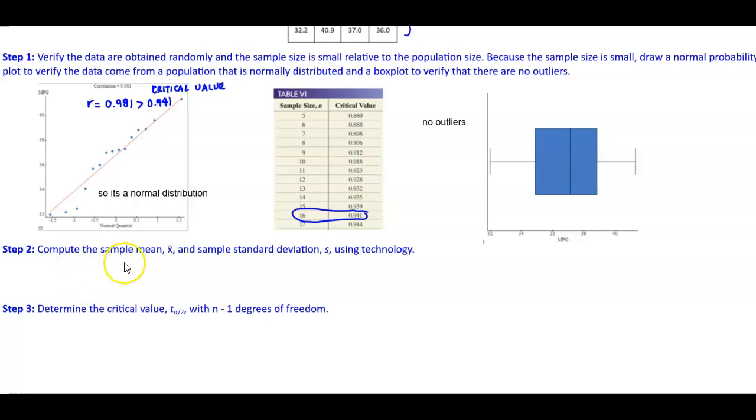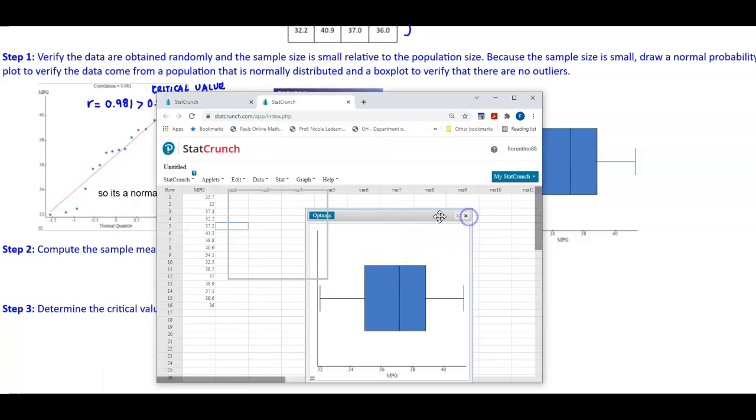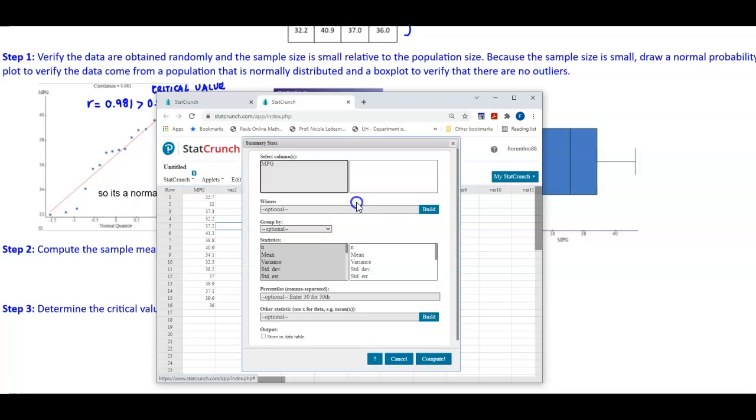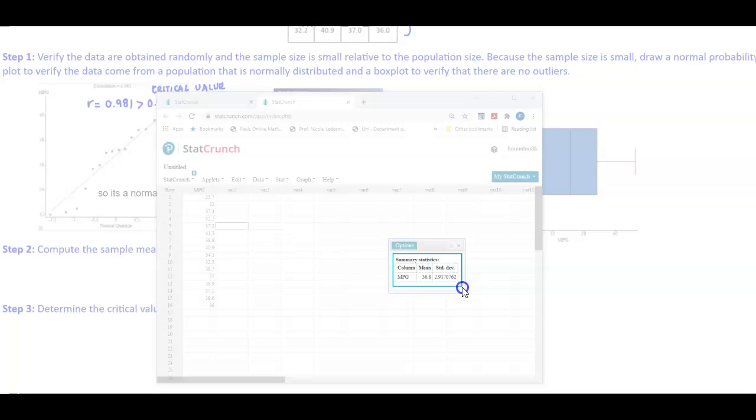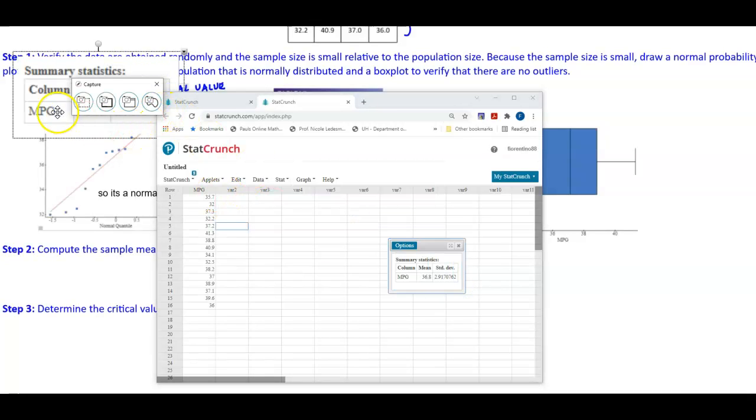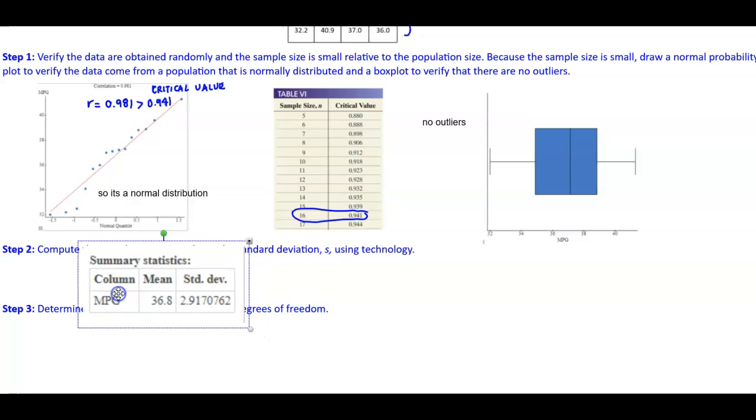Now in step 2, we want to compute the sample mean and the sample standard deviation S using technology. So we're going to come back up here, select Stat, Summary Stats, and go to Columns. Miles per gallon, the mean, and the standard deviation, select Compute. And therefore we get our summary statistics. With our summary statistics, we can see that the sample mean is 36.8, and the sample standard deviation rounded to 2 decimal places is 2.92.